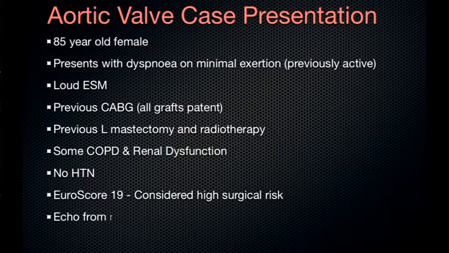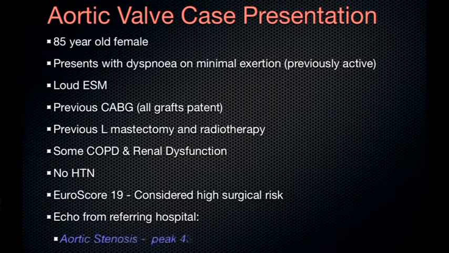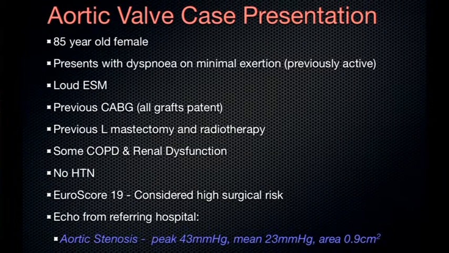surgical risk. Now, the echocardiogram supplied to us by her referring hospital said that she had an aortic stenosis with a peak gradient of 43, a mean of 23, and a valve area of 0.9. So as you can see, a discrepancy again between aortic stenosis severity based upon the mean gradient and the valve area, the latter of which would suggest critical aortic stenosis.